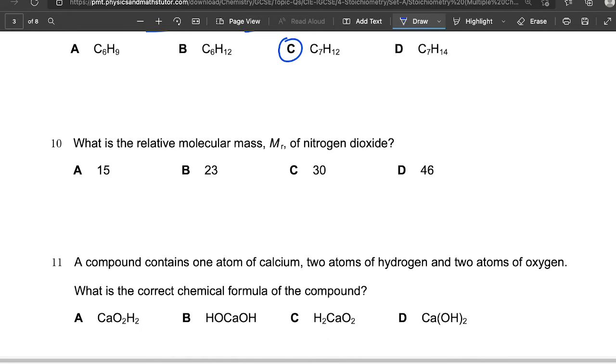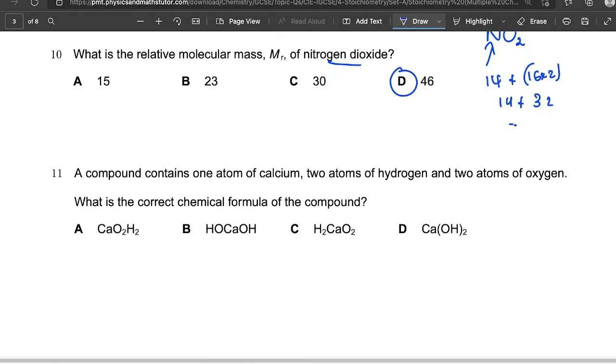Here it's telling us what is the relative molecular mass, MR, of nitrogen dioxide. So we know how to write nitrogen dioxide. It is written like this, whereby nitrogen has RAM of 14 and oxygen has 16. So 16 times 2 is 32. So 14 plus 32 is 46. So the answer is D. So number 10, D. We move on to the next question.